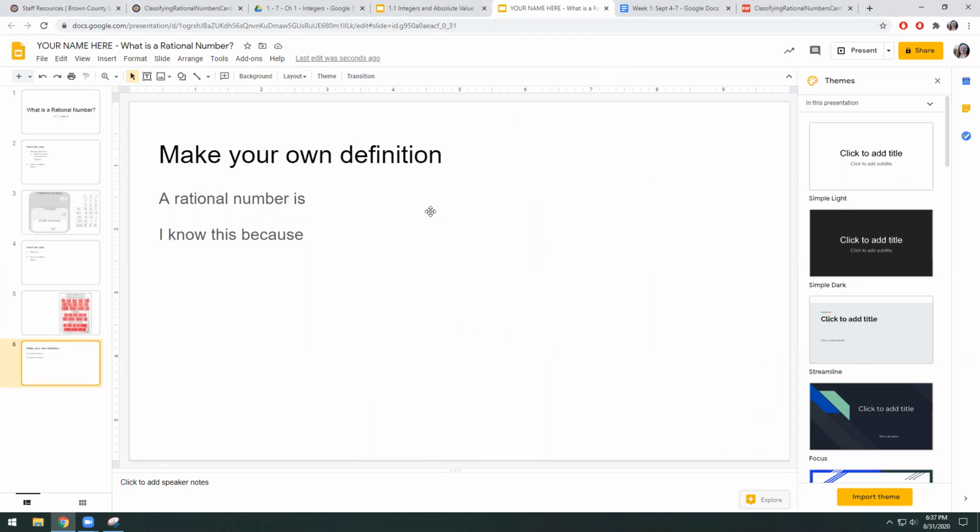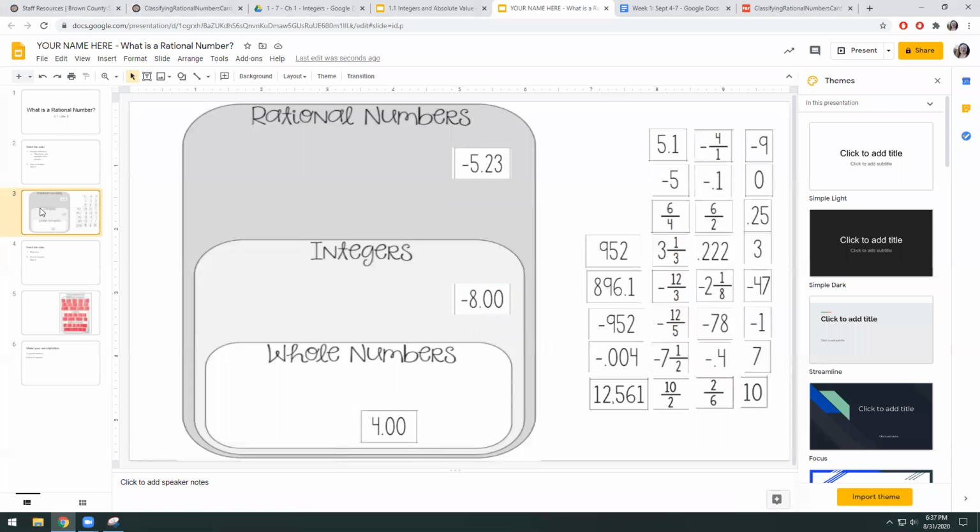Now what I want you to do is to make your own definition. That was the whole goal of this assignment, so you can start thinking about what a rational number is and how to classify one. So I started off some sentences for you. You're going to say a rational number is, and you can say anything you want. I would suggest that you look back at slide 3 and see what kinds of rational numbers you have up here and kind of group them up. What makes these rational numbers different from integers and from whole numbers?